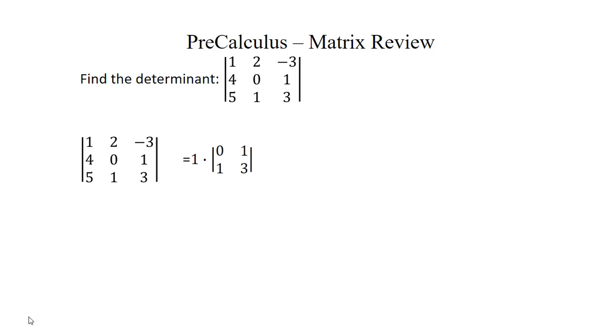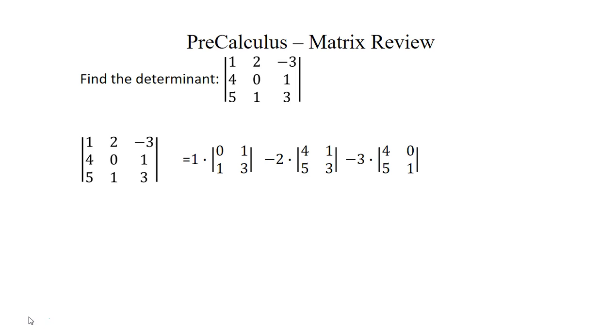Now going across the top, we're going to subtract. Remember, it's plus minus plus for the first row. So we keep the first number the same, the second number we take the opposite of, and the third number we keep the same. So now we have the 2 in the middle. So we're going to cross out the first row and second column, and the remaining 4 numbers will be the 2 by 2 matrix that we're going to find the determinant of.